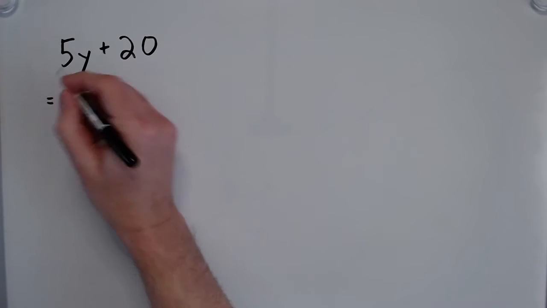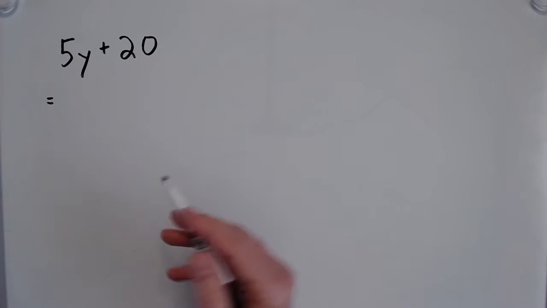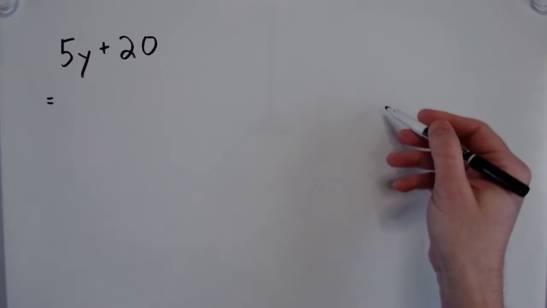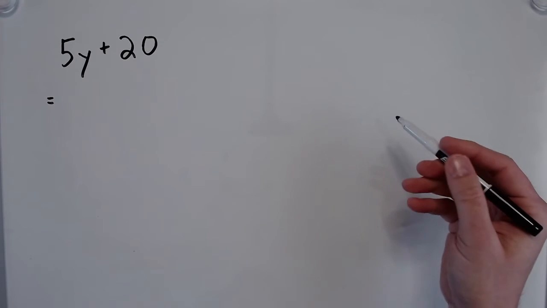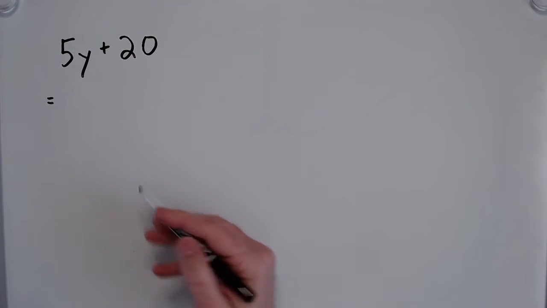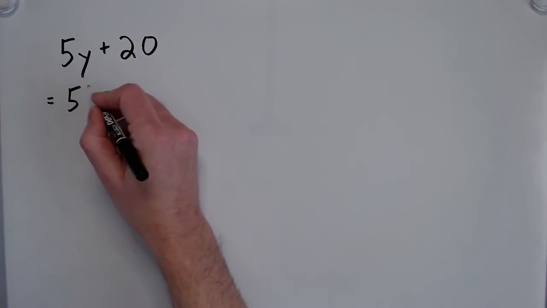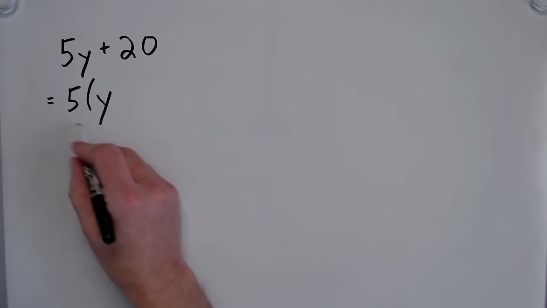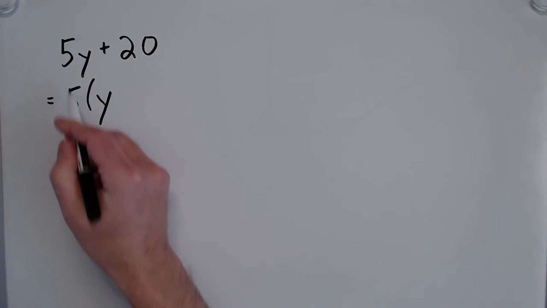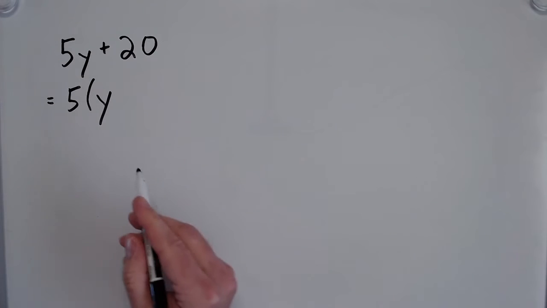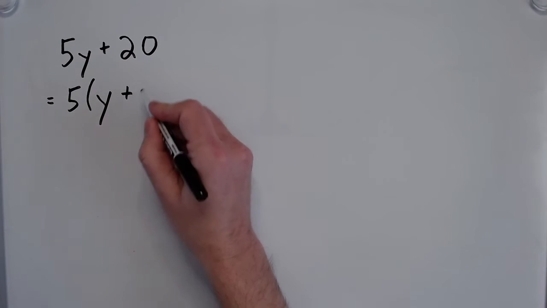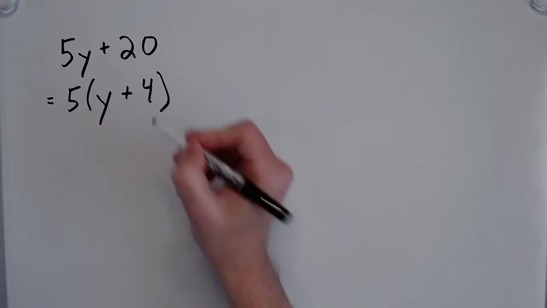So if we divide both of those by 5, because we're going backwards, instead of multiplying with distribution, we are dividing when we factor. Let's pull a 5 out of both of those. So 5 times y gives us 5y. So 5 times what gets us 20? In this case, it would be 4.